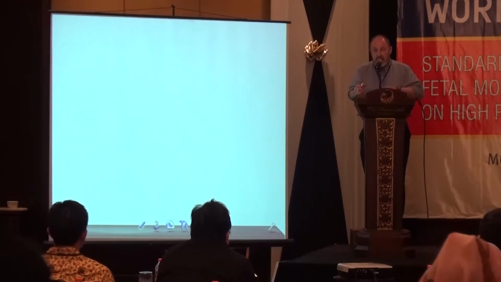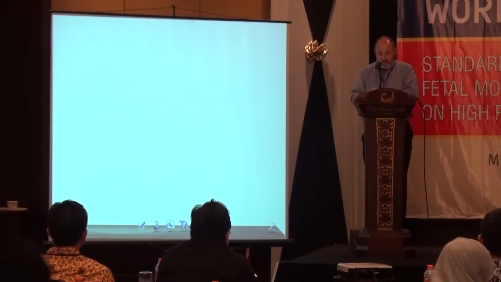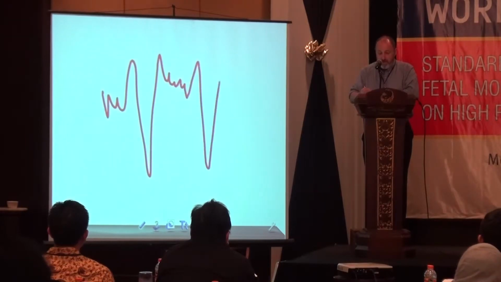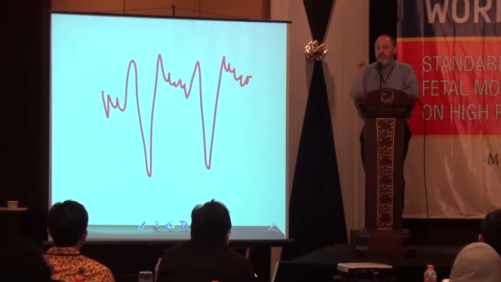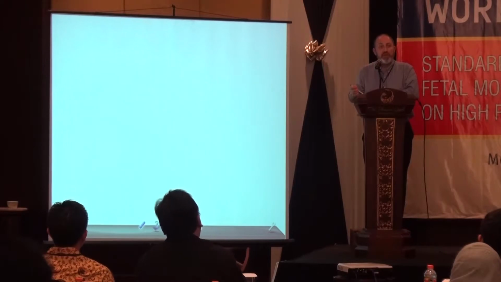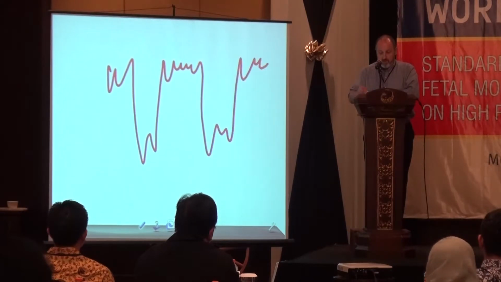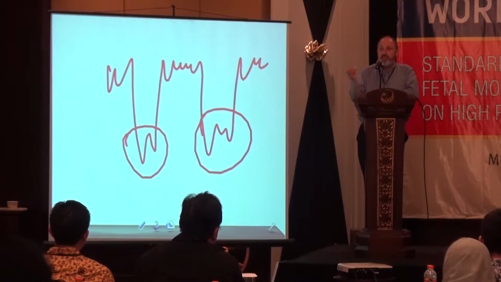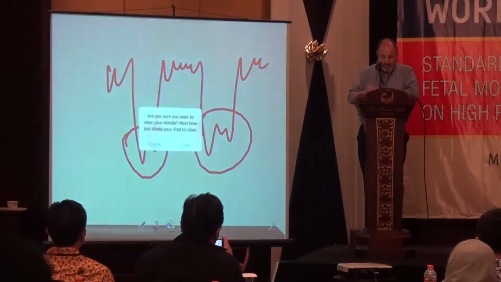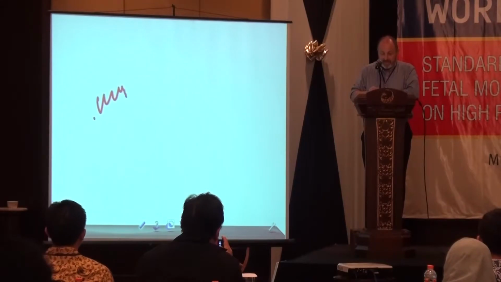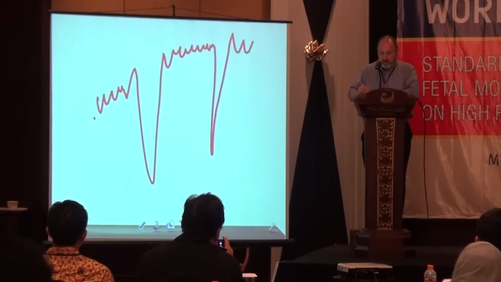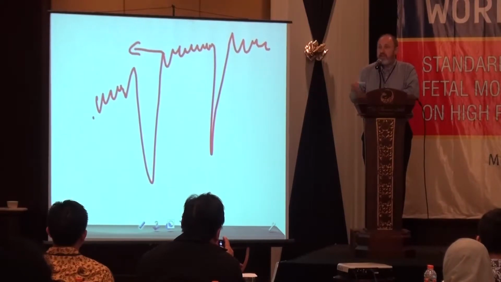There are other examples. So you'd all agree with me, this is the typical variable deceleration, isn't it? Abrupt onset, rapid recovery with shoulders. So overshoot on recovery is atypical, isn't it? Absence of shoulders is atypical. Yeah? Biphasic. Biphasic decelerations are atypical. Rising baseline. Atypical.